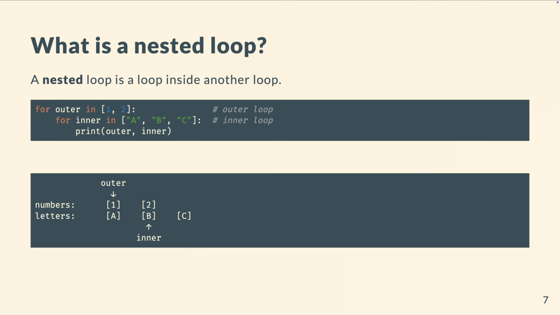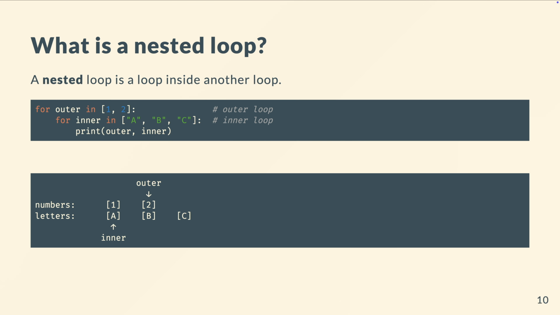Outer is still 1, and inner moves to letter B. So the next print is 1B. Inner moves to C. The next print is 1C. Now the inner loop is finished for outer equals 1. The outer loop moves to the next. It points to 2. With outer equals 2, the inner loop starts over again at A.